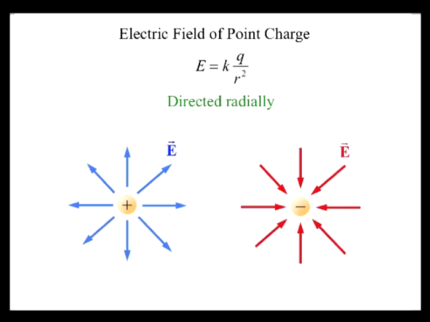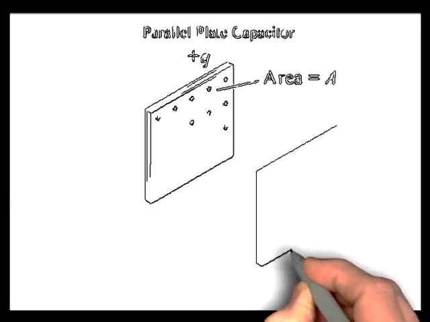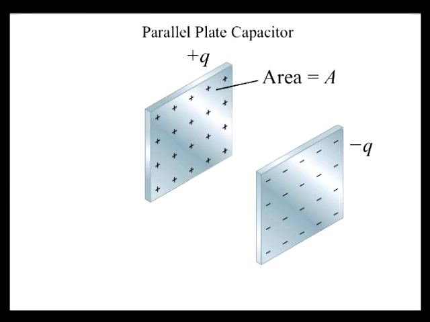Our equation for the electric field of a point charge is a very useful result. With the aid of integral calculus, this equation can be applied in a variety of situations where point charges are distributed over one or more surfaces. One such example that has considerable practical importance is the parallel plate capacitor. As seen here, this device consists of two parallel metal plates, each with area A. A charge plus Q is spread uniformly over one plate, while a charge negative Q is spread uniformly over the other plate.